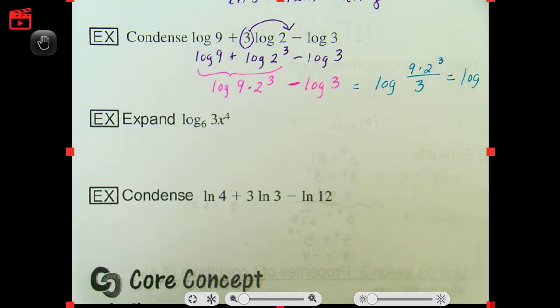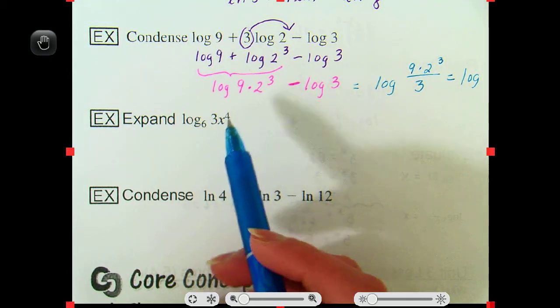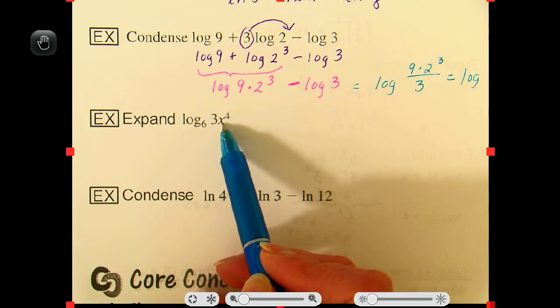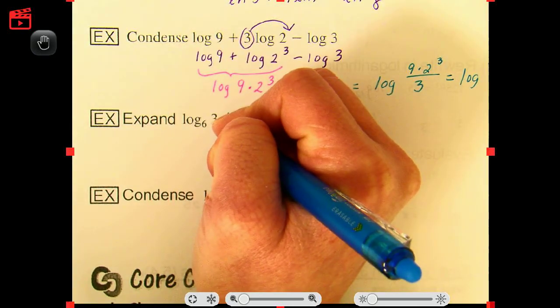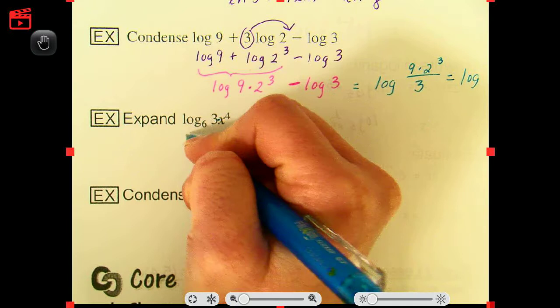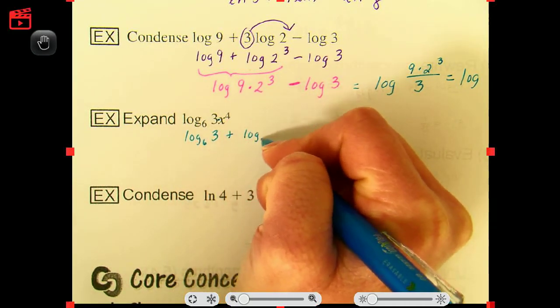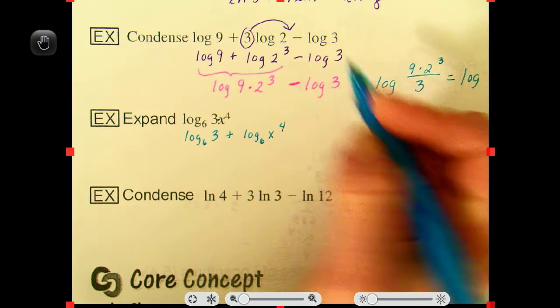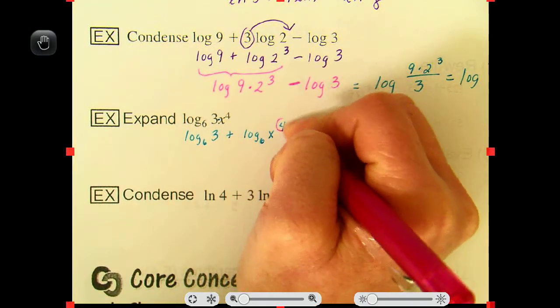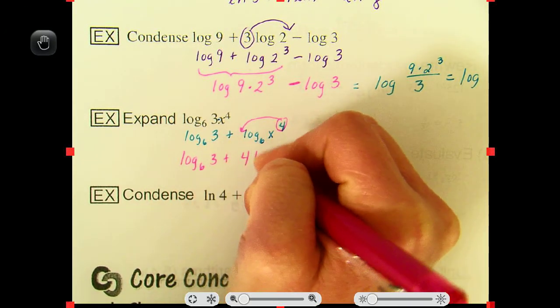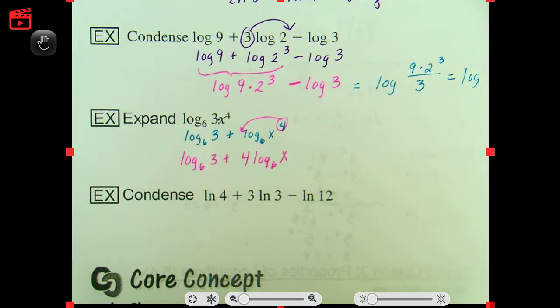Next one, they want me to expand. So again, just be careful, because some people will try to move this power to the front, but you can't, because this power of 4 only goes to the x. So the only thing I can do at the moment is I notice that they are multiplying, so I can change multiplication to addition. So I have log base 6 of 3 plus log base 6 of x to the 4th. And now I can move this power to the front. So I have log base 6 of 3 plus 4 log base 6 of x. That's all I can do with that one.